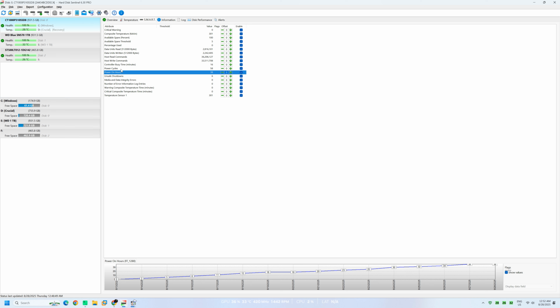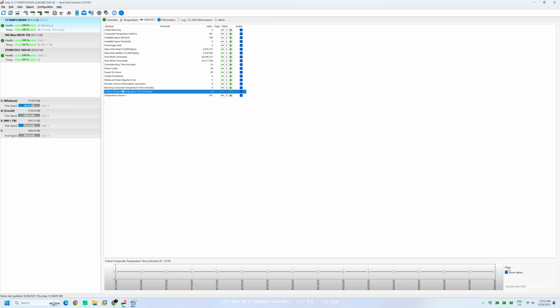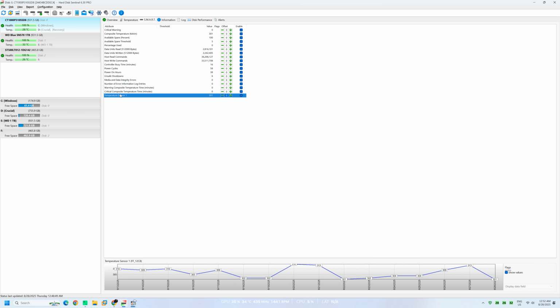Reliability indicators include unsafe shutdowns, which happen if the system loses power suddenly, media and data integrity errors, and error information log entries, which will show if the drive has faced any data corruption or hardware issues. Finally, temperature history is tracked through warning composite temperature time and critical composite temperature time, showing if the drive has ever overheated, and temperature sensors, which provide real-time temperature readings.